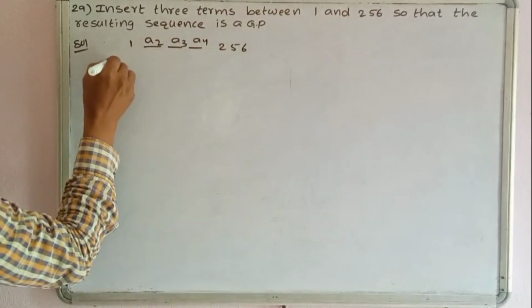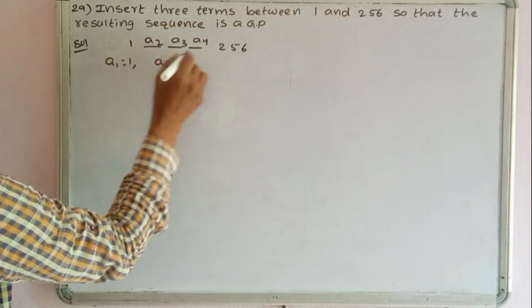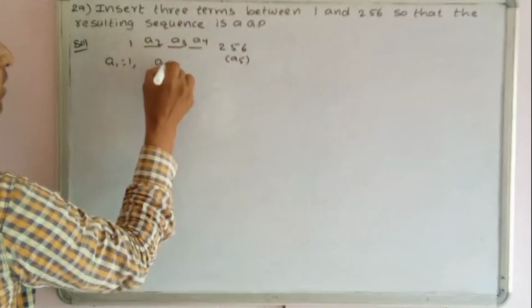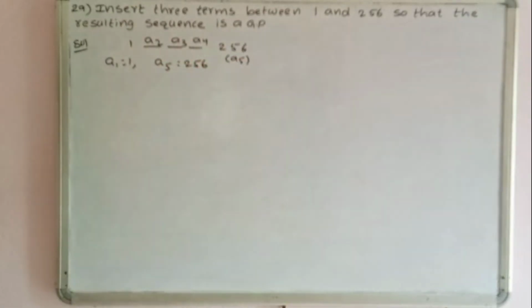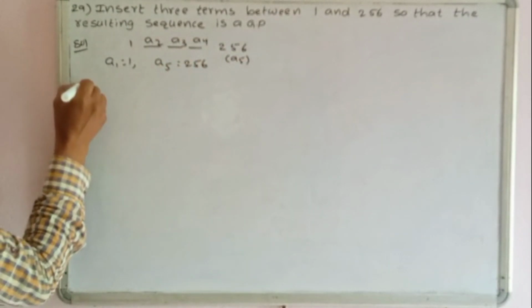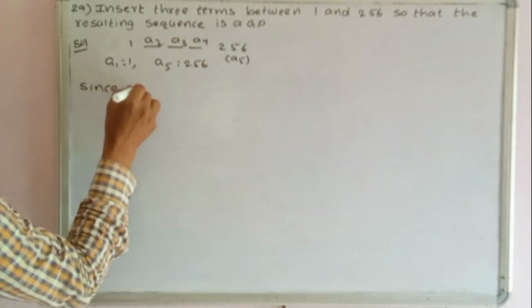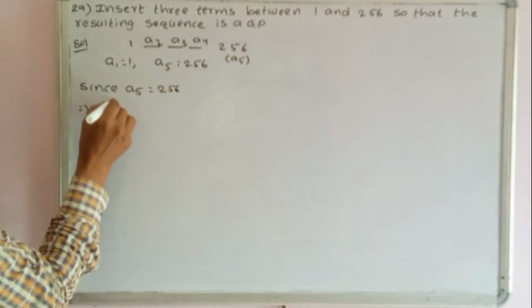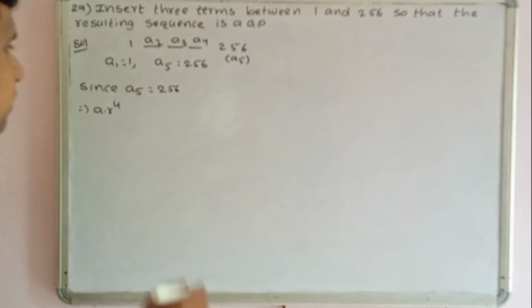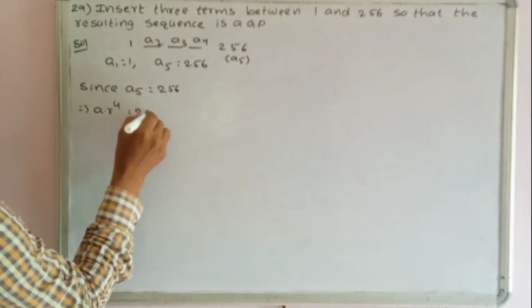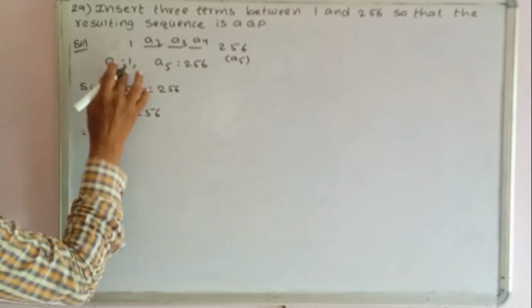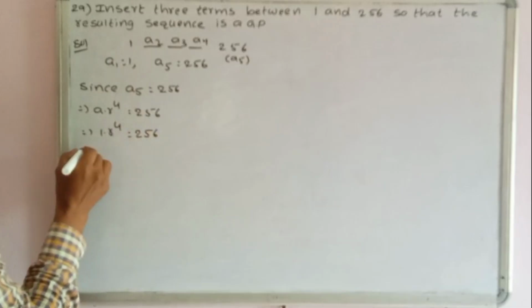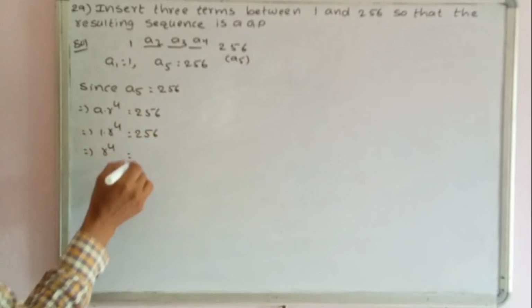See, a1 equals 1, a1, a2, a3, a4. This is a5. So a5 equals 256. Since a5 equals 256, what is the a5 formula? A into r power 4. A into r power 4 equals 256. Okay, so a value how much? 1. 1 into r power 4 equals 256. 1 into r power 4 is r power 4.